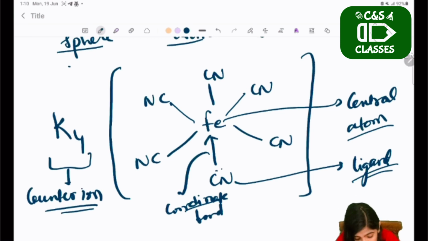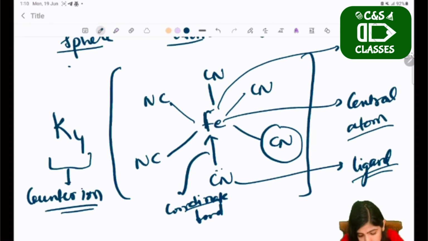So what is the condition for being a ligand? For being a ligand, it should have a pair of electrons which it can donate to a central atom. Now what is the condition for the central atom? If someone is donating an electron pair, the central atom should have space to reside those electrons inside it, right? So for that it should have an empty d orbital.